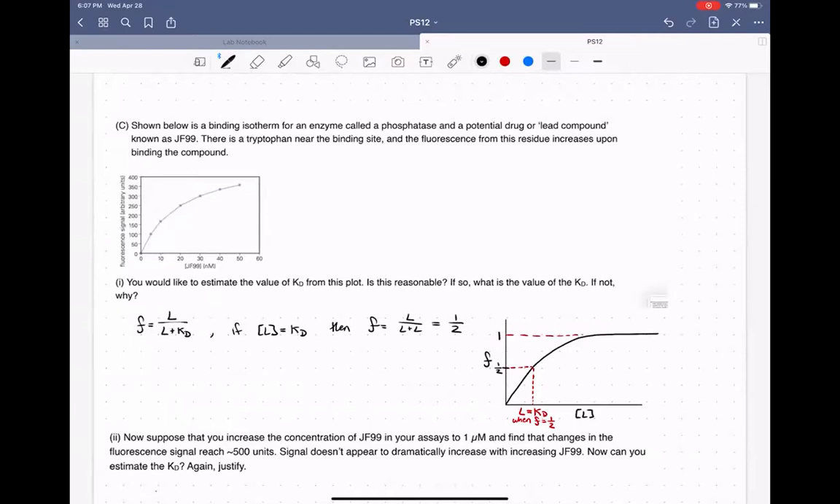The fraction bound equation tells us that if L equals KD, then the fraction bound F is equal to 1/2. If we look at the fraction bound versus L graph, we can determine KD by going to 0.5 and then going down. But this only works if you have a steady maximal value, like over here. If we look at the graph given, we can see that this is not steady. It looks like it's continuing to increase, and therefore we cannot use this to calculate KD. So you would say no, because it's not saturated.